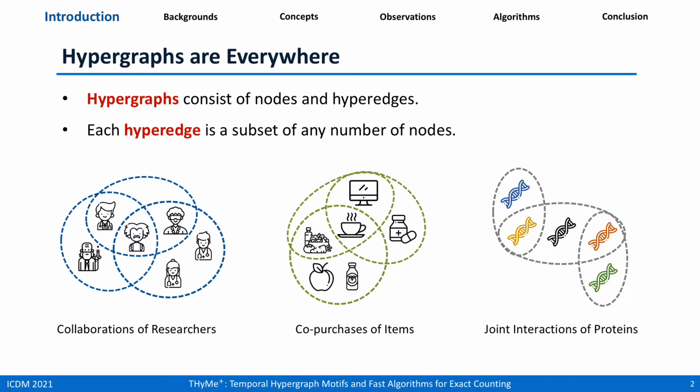Hypergraphs are everywhere. Hypergraphs consist of nodes and hyperedges, where each hyperedge is a subset of any number of nodes. Groupwise interactions, which are naturally represented by hypergraphs, can be found in many areas in our life: collaborations of researchers, co-purchases of items, and joint interactions of proteins.